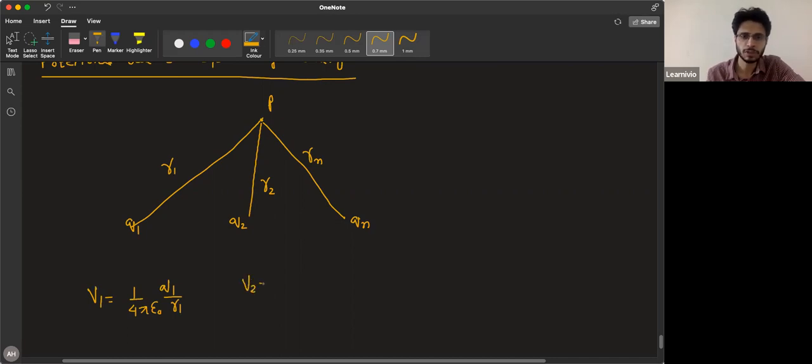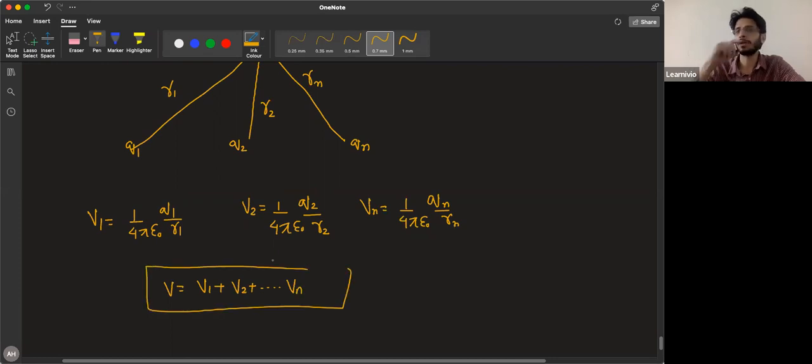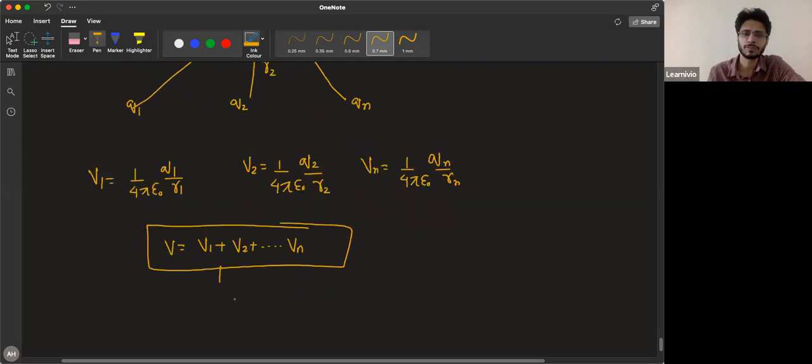Ishma, what will be the expression of potential for the second charge? 1 by 4 pi epsilon naught into Q2 by R2. Similarly, we can calculate potential due to the nth charge, 1 over 4 pi epsilon naught, Qn by Rn. For the net potential, we can simply add them up algebraically. The net potential is V1 plus V2 up to Vn. So this is how we calculate potential due to a system of n point charges. It is simply the algebraic sum.